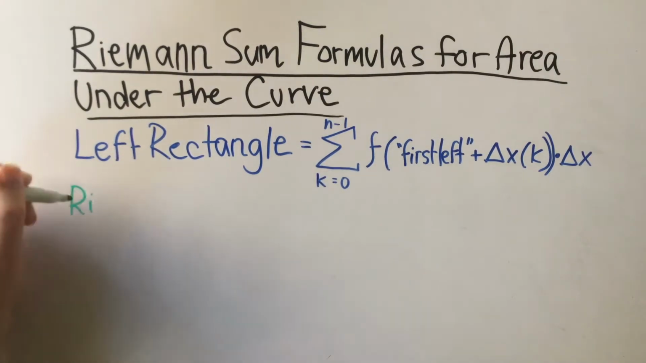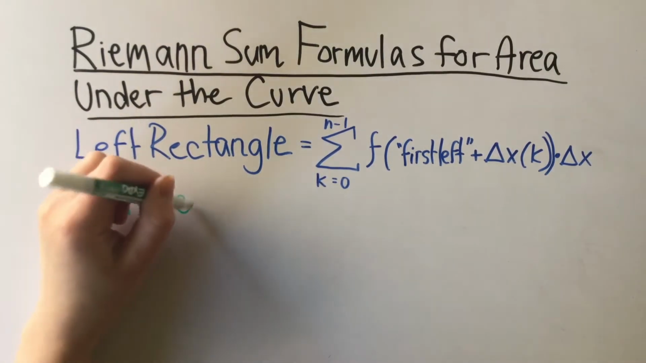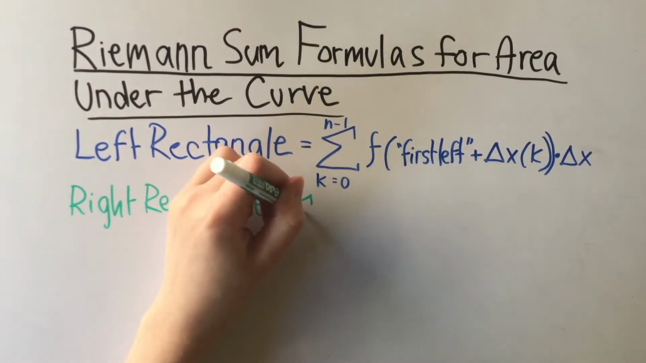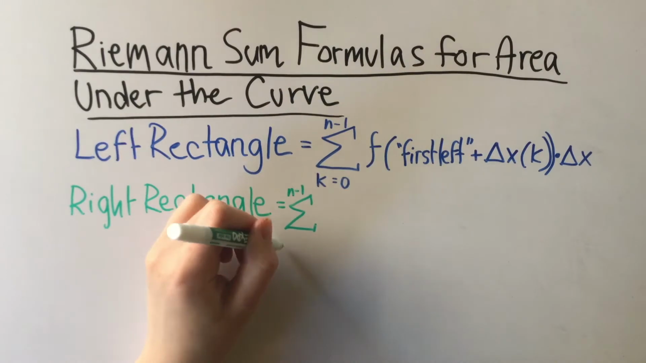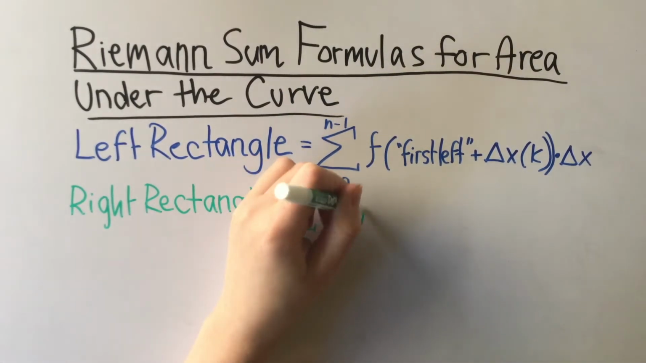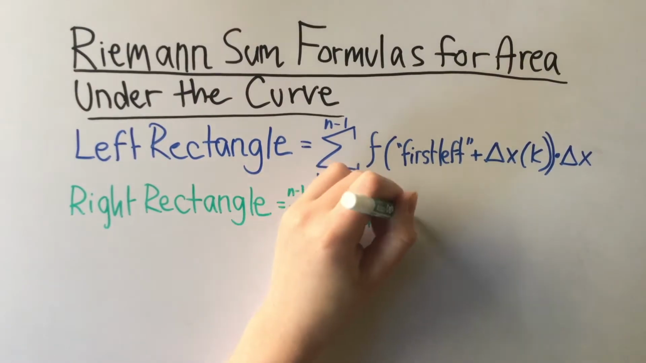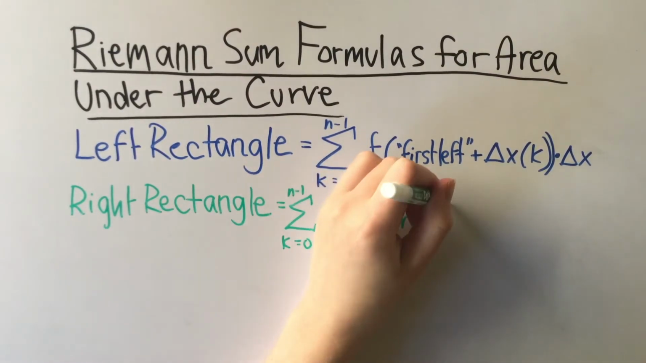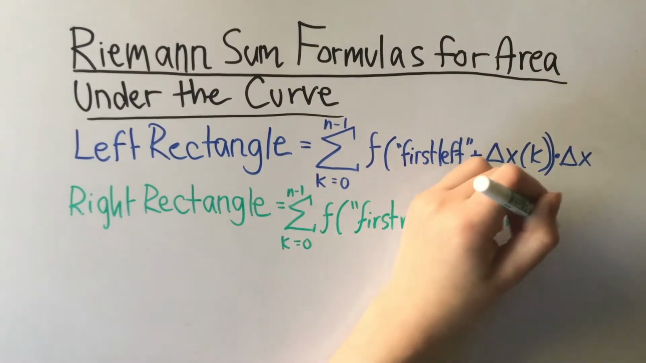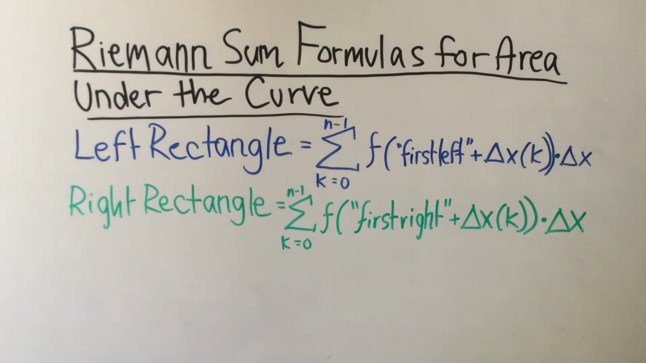Now, there are two different ways you can go about the formula for the right rectangle. You can do it in the same way as for the left rectangle sum, in which you have your n minus 1, your k equals 0, but instead of having your a, you have your first right value, because remember, you skip the leftmost x value with right rectangles, so you put your first right in there instead, and then times change in x.